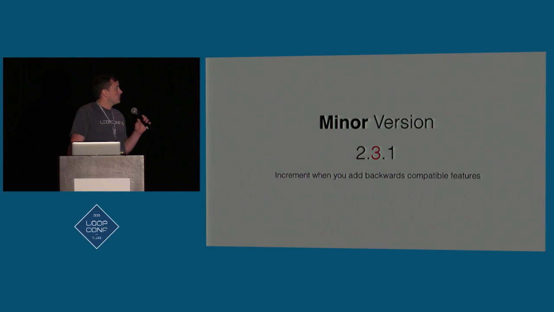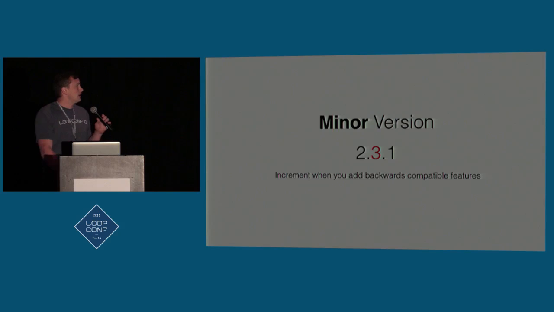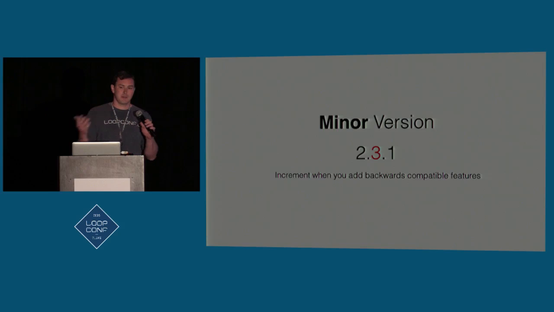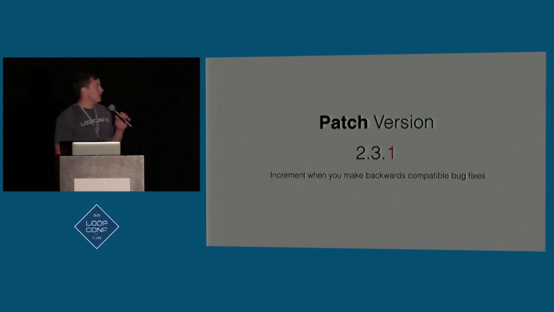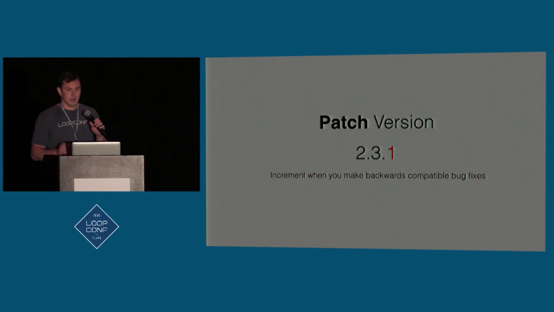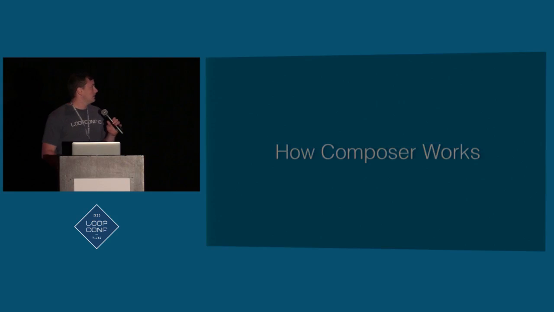And the minor version is that middle number. Essentially, anytime that you add new features that don't break backwards compatibility, then you would update that middle number. And then finally, your patch version is anytime you make bug fixes, not really new features, just a fix that is backwards compatible. So regardless, if you do anything that breaks backwards compatibility, semantic versioning says you must increment that first number so that everybody knows to expect that something probably will break.